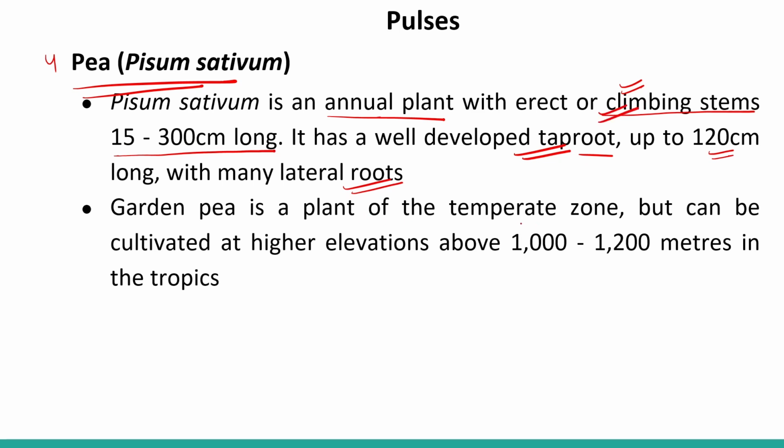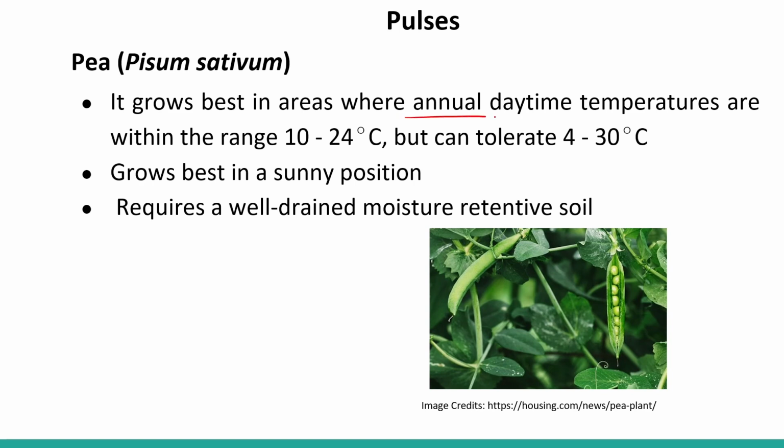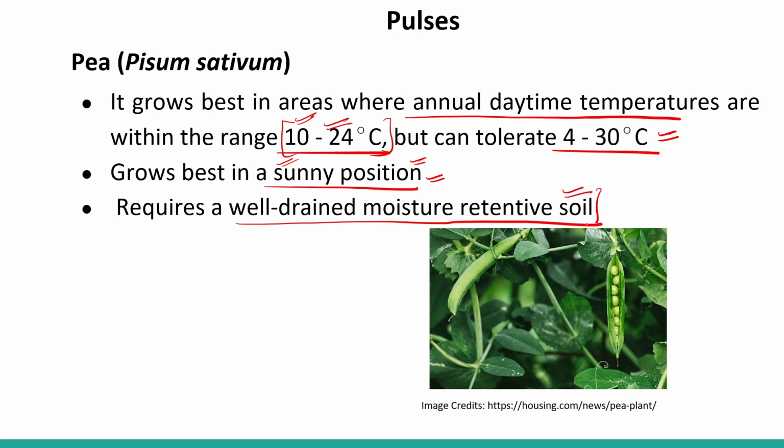Garden pea is a plant of the temperate zone but can be cultivated at a higher elevation, above 1000 to 1200 meters, in the tropics. So basically the garden pea is a temperate zone plant, but it can also be grown at a very high altitude. It grows best in areas where the annual daytime temperatures are 10 to 24. So they do not require a very high temperature, they favor low to moderate, but they can tolerate 4 to 30 degrees centigrade. It grows best in a sunny position, with a lot of sun in the winter season. So that is the best growing time, and it requires well-drained, moisture-retentive soil. So they also require a lot of moisture to be present in the soil.